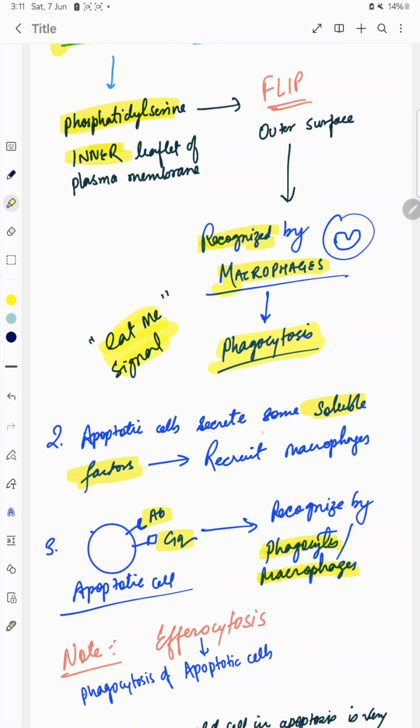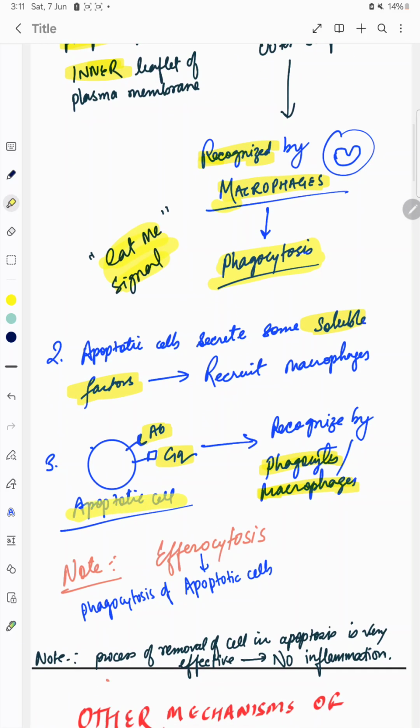Apoptotic cells secrete some soluble factors and they recruit the macrophages. This can also stimulate phagocytosis. And apoptotic cells have some cell receptors, antibodies, and C1q that are recognized by the phagocytes or macrophages and result in phagocytosis of the apoptotic cells or apoptotic bodies. There is a term known as efferocytosis, which basically stands for the phagocytosis of apoptotic cells.